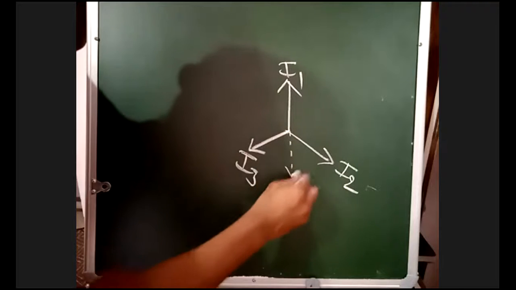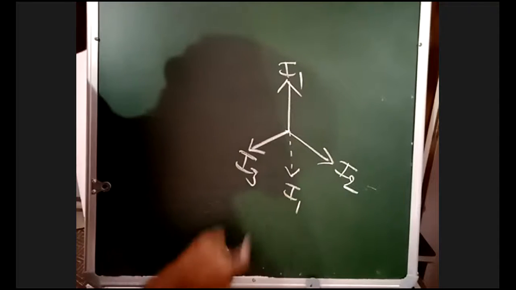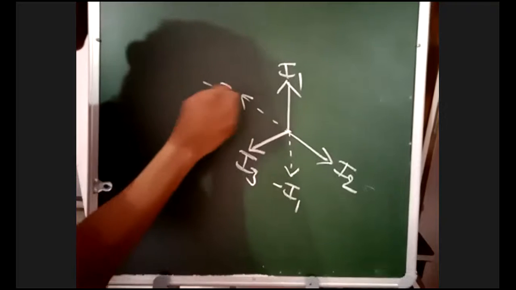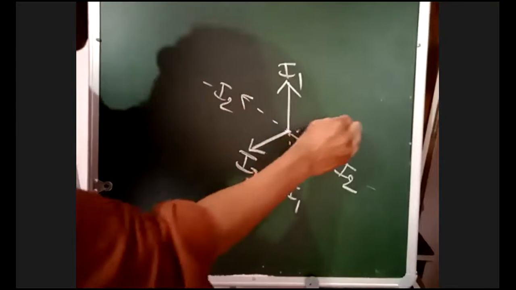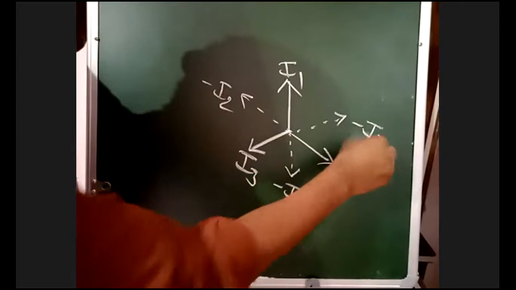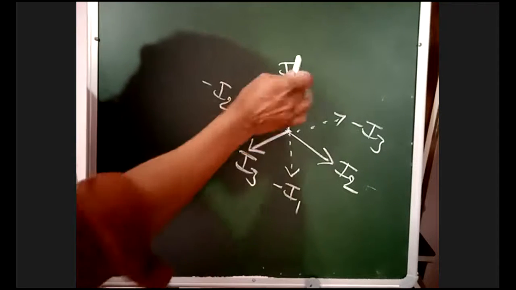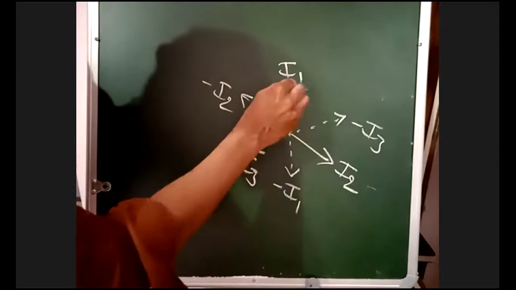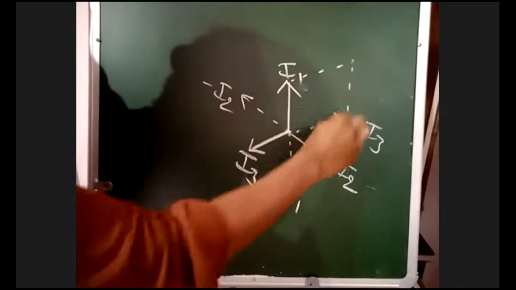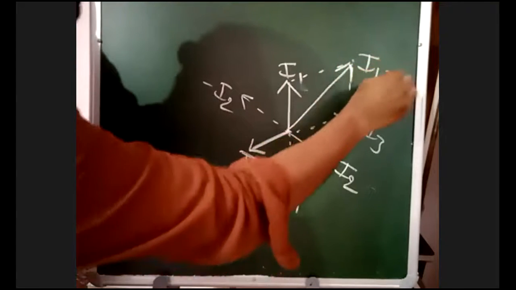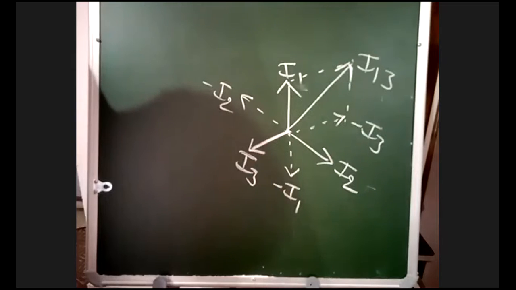3 positive phase currents, 3 negative phase currents: minus I1, minus I2, minus I3. Now in between I1 and I3, we can draw the line current. To construct the parallelogram, this will be I13.